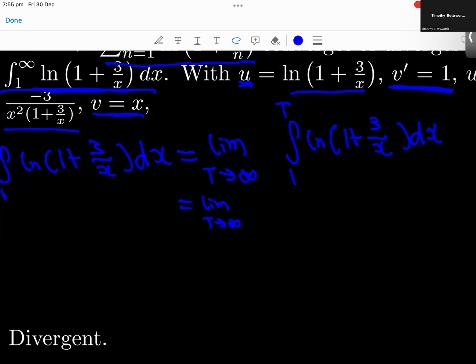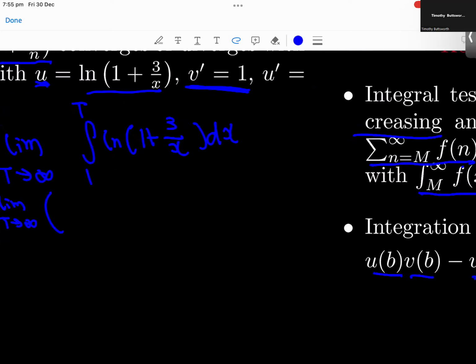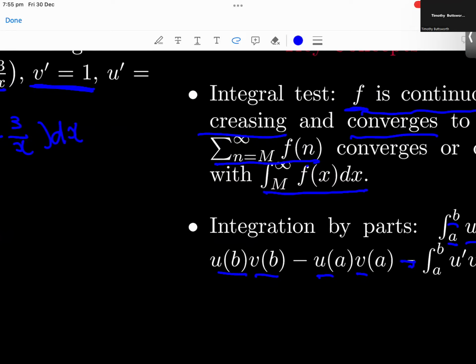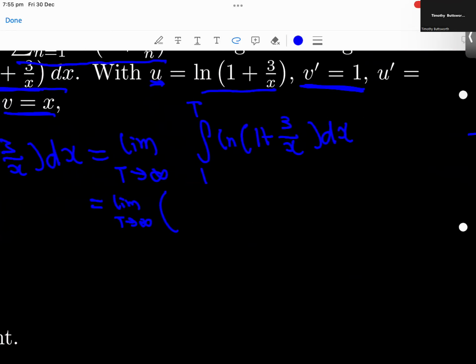But now what we can do, integration by parts, well, looking at our formula over here, is u times v evaluated at the upper bound minus u times v evaluated at the lower bound. So that's going to be t, because remember the function v is equal to x, t times u, which we've said up here is ln of 1 plus 3 divided by x. So that becomes ln of 1 plus 3 divided by t, minus the same thing, except we replace t with 1. Well, 1 times ln of 1 plus 3 divided by 1, which is ln of 4.